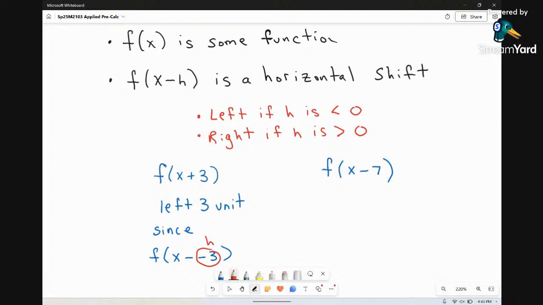That's what your h value is. X minus h. H is negative 3, so it's left 3 units.